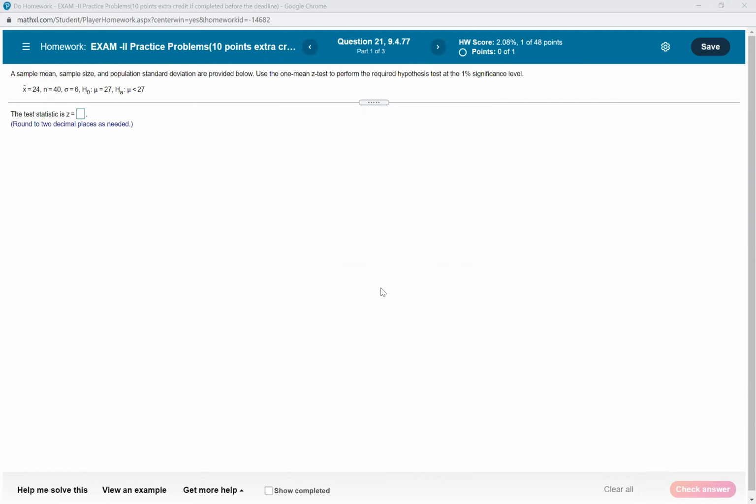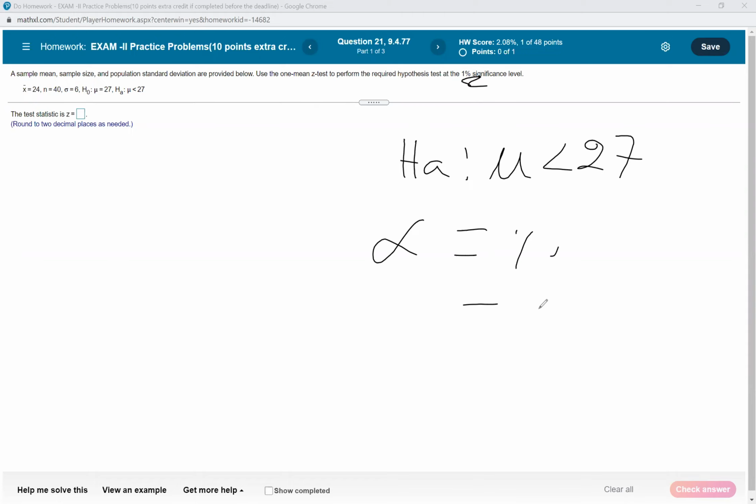So here the test is a left tail test, right? Because our alternative is mu less than 27. And the level of significance alpha is 1%. So it is given that alpha is 1% here, so that means 0.01.